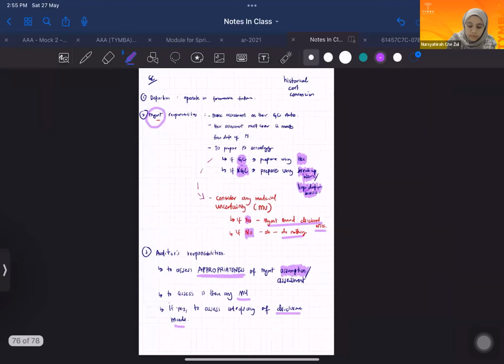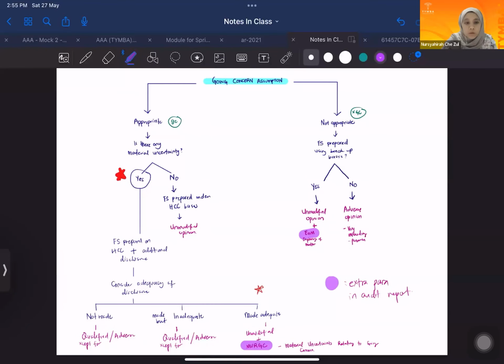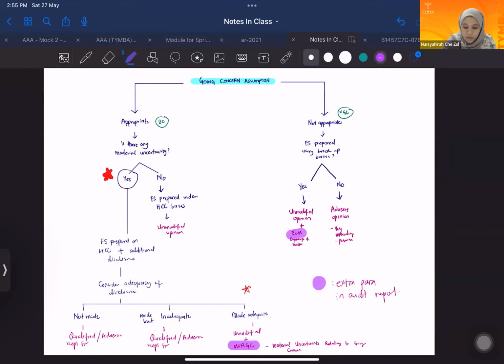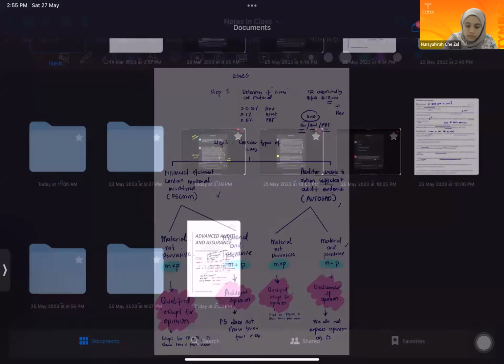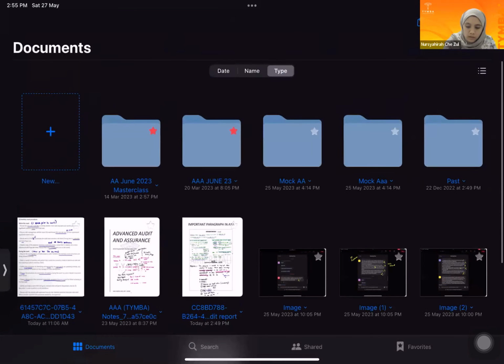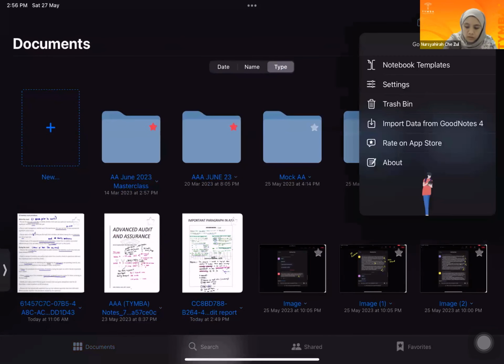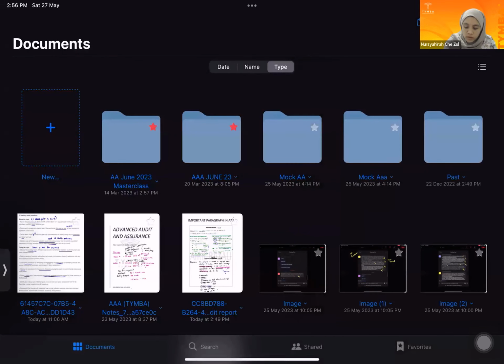Okay, next. Before that, what is the procedure? Hold on. How do I search? Is it here? How do I search? Anyone using this?